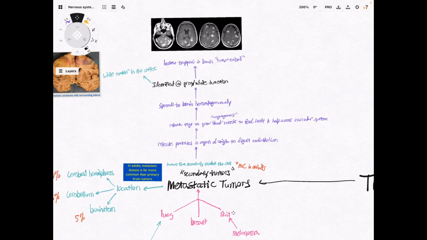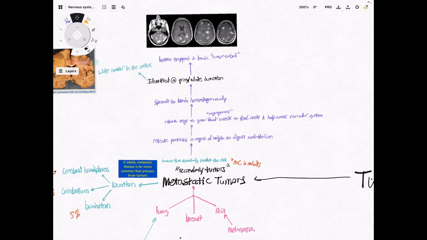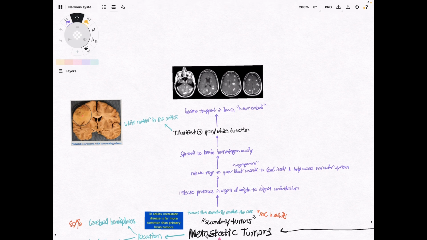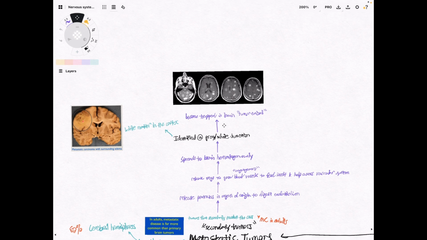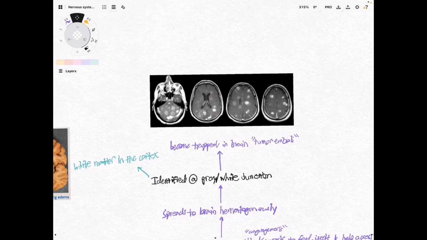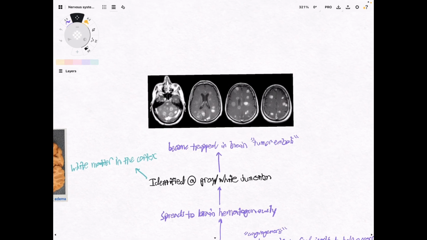These tumors down here, specifically, are trying to get to the blood vessels so that they can travel throughout the body. So once they reach the brain, and they spread again hematogenously through the blood, they can be identified through a CT scan or MRI specifically. MRI is most common to see soft tissue lesions. And they look like these ring-enhancing lesions here.